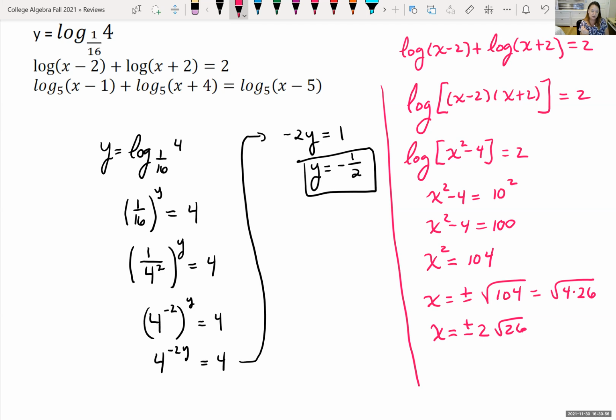We have to check our answers when we're dealing with log equations. We can't have a log of a negative number. So notice if we put negative 2 root 26 in here for x, that gives me a negative minus a number, which is a negative. So this can't be negative 2 root 26. If I put positive 2 root 26, that's going to give me a positive number when I plug it into the first log, and it's positive when I plug it into the second log, so we're okay. And so the solution is just the positive in this case, 2 root 26.